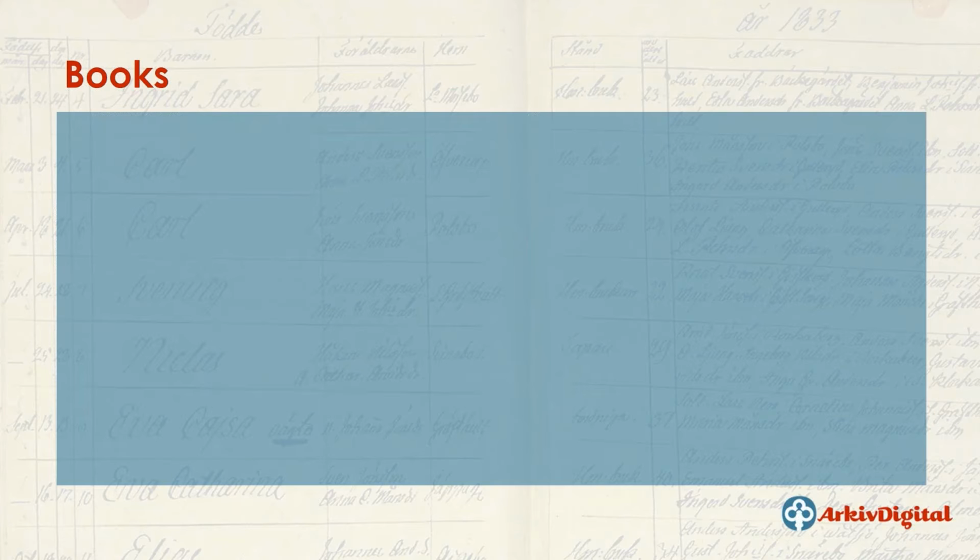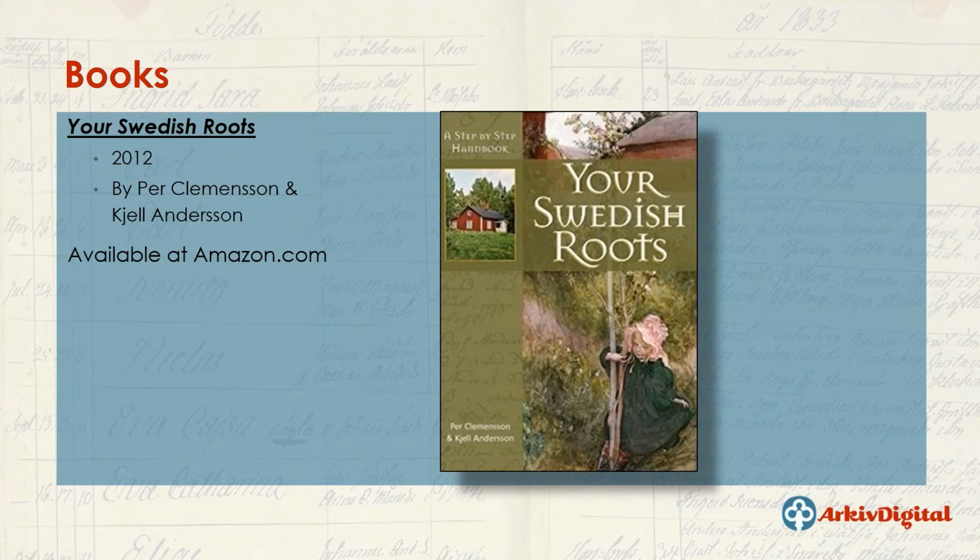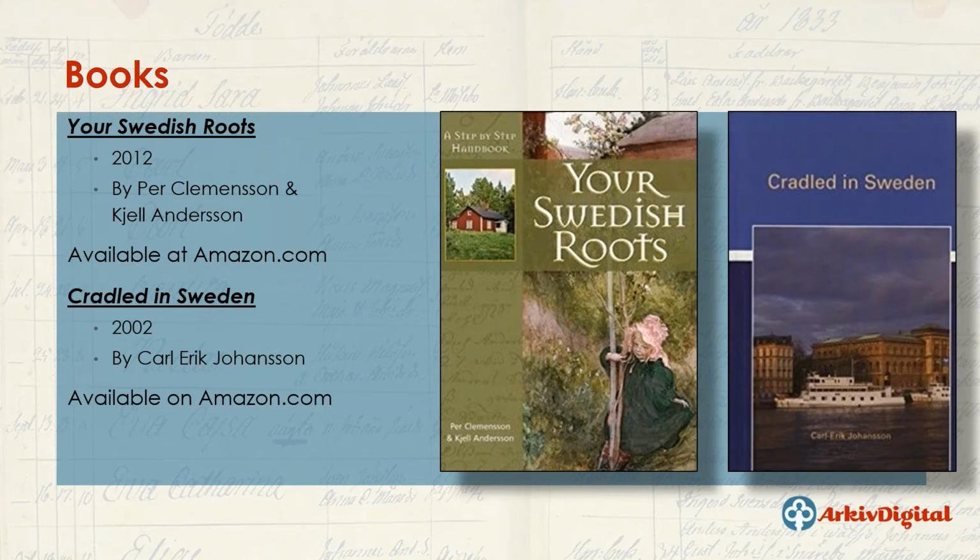There are 2 books that I recommend highly for Swedish research. One of them is Your Swedish Roots. It was published in 2012. It's available on Amazon. And Cradled in Sweden, the 2002 version, is available on Amazon. However, if you go on to FamilySearch in their books, they have a 1972 version, which is downloadable. You just have to click until you find it. The first couple, you'll click on it and say you're not authorized, but if you just go down, I think it was 4 or 5, and you'll get the download.